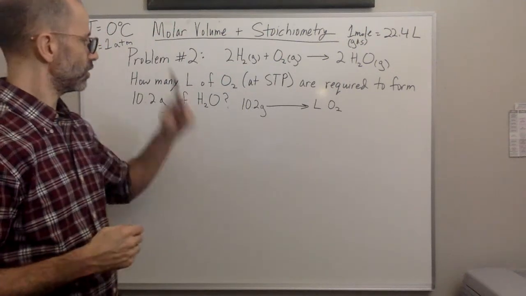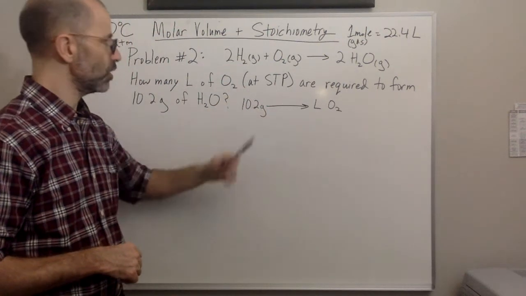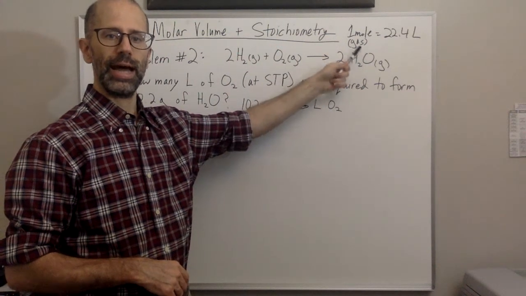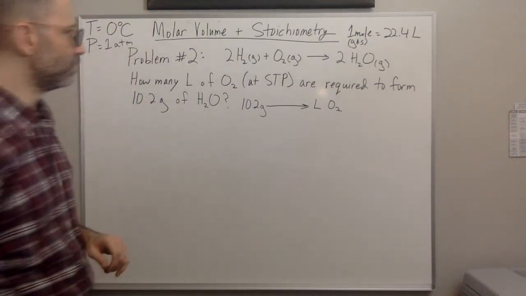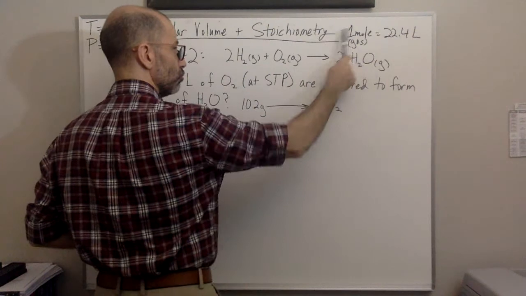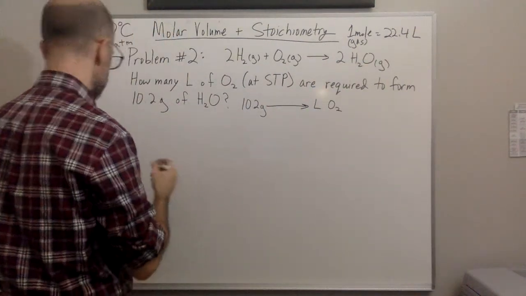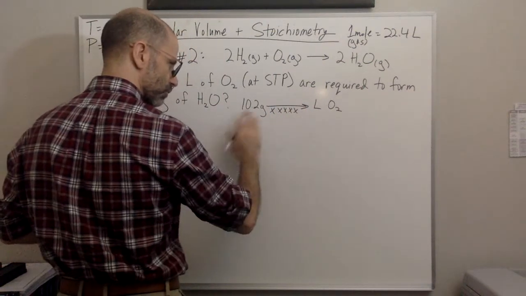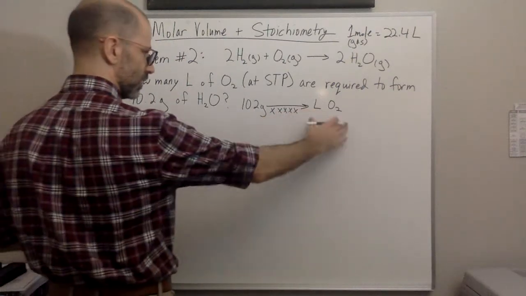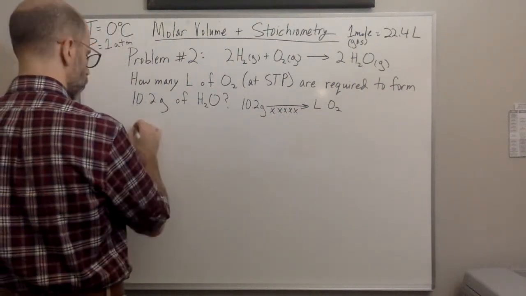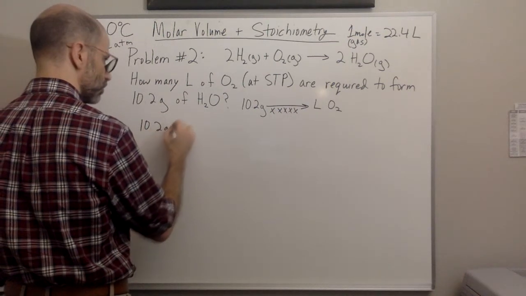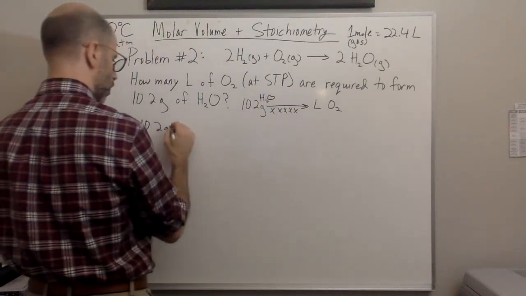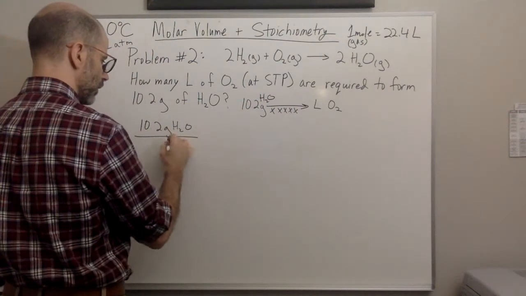First I recognize I'm at STP. So then I realize, okay, I can use my 1 mole is equal to 22.4 liters as a conversion factor. So I need to get to moles if I'm going to use this relationship, but I have grams. Remember what I said, the middle part here is conversion factors or equations. It's going to get us to where we want to go. So I'm going to start with 10.2 grams of water, H2O, water vapor.